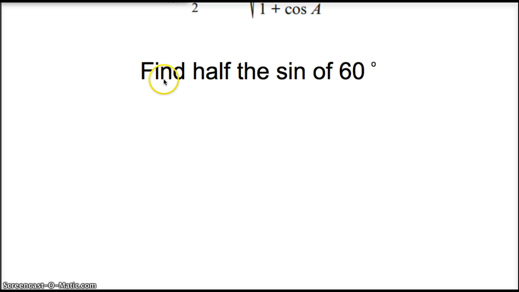So just to test this out, let's do a little test to see if these formulas even work. What I want to do is find half of 60 degrees. So basically this is just saying that I want to find the sine of 30 degrees, right? Half the angle of 60 is really just the sine of 30 degrees, and we know that to be 1/2. Now let's see if this is actually true.